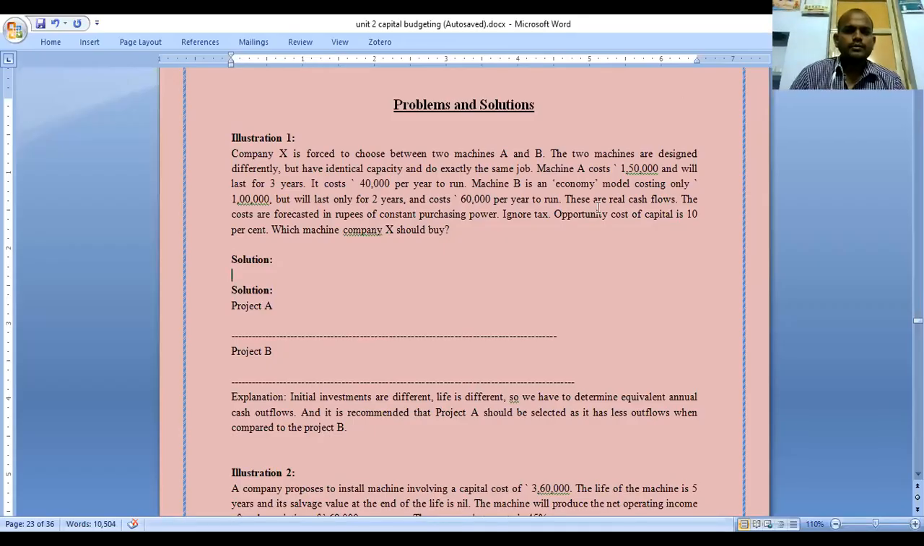Capital budgeting problems and solution. Illustration number 1. Company X is forced to choose between two missions A and B.